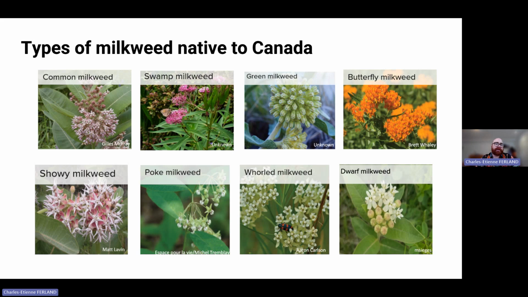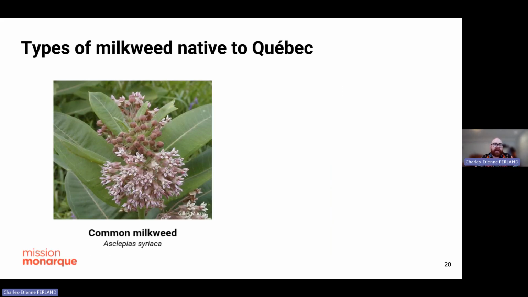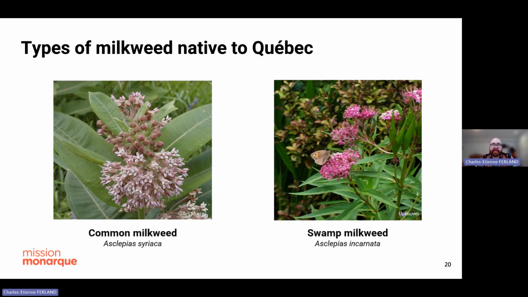In Canada, we have a couple of native milkweed species. On our website, you have a PDF on how to identify every single milkweed species. Let's take a look at the 2 most common milkweeds in Quebec. We have the common milkweed, which is by far the most frequently encountered, and we also have swamp milkweed.